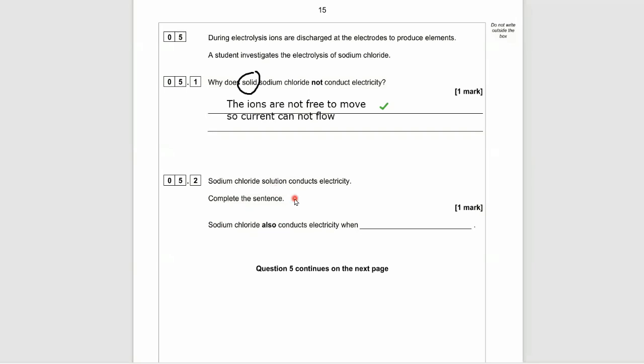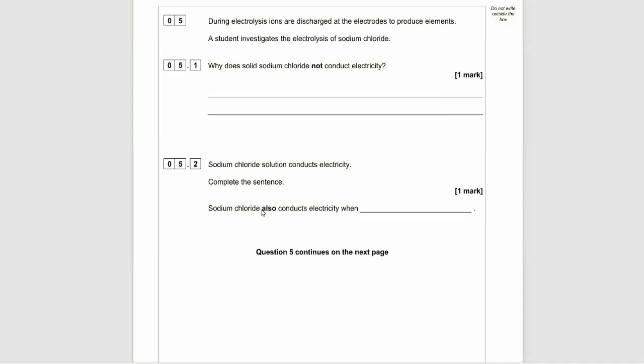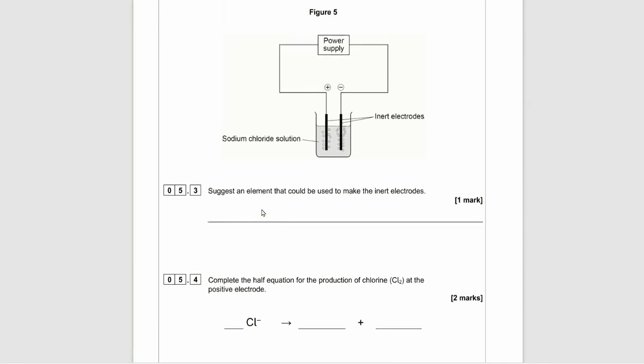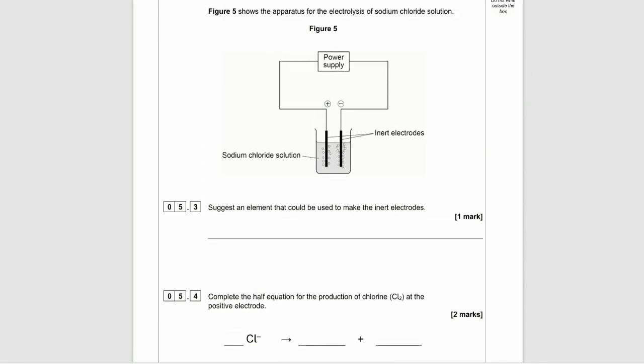Right, 5.2, sodium chloride solution, (aq), conducts electricity. How else can you make sodium chloride conduct electricity? Well, you can melt it, and we say it is molten. M-O-L-T-E-N, a bit of a fancy word for melted.